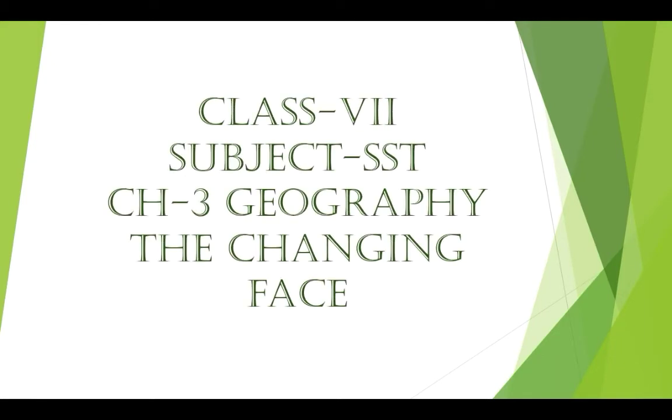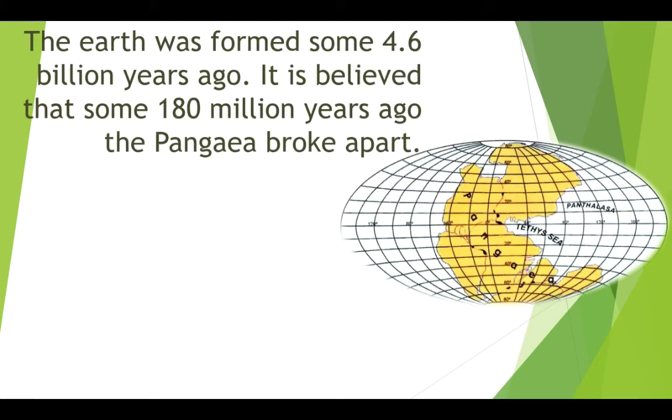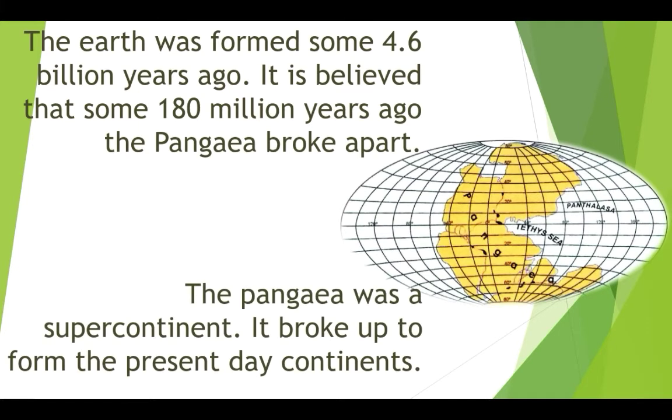Hello children. Today we will read about the changing face of the earth. We know that the earth was formed some 4.6 billion years ago. It is believed that some 180 million years ago the Pangaea broke apart. The Pangaea was a supercontinent. It broke up to form the present day continents.